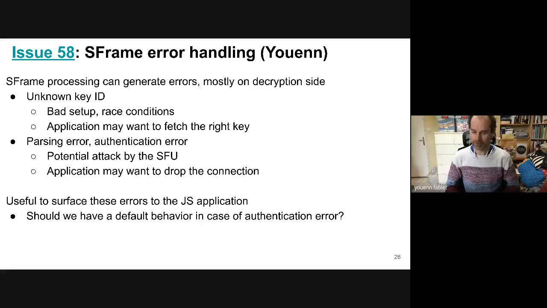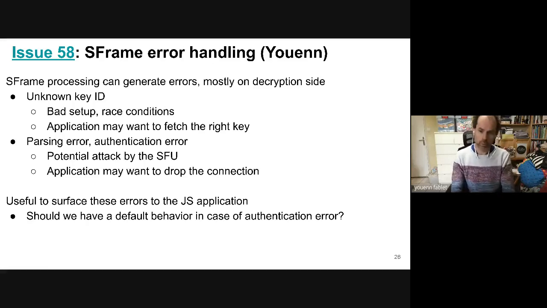And since it's a native transform, it's good if there's a hook provided so that JavaScript can register to those events and say, hey, there's a missing key ID, maybe I should do something. Or, there's a lot of authentication errors, so maybe there's a potential attack. What should I do? Maybe I should drop the connection. So I think it's useful to surface these errors to the JavaScript application.